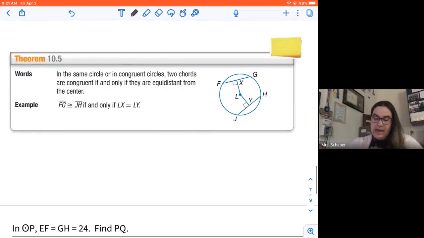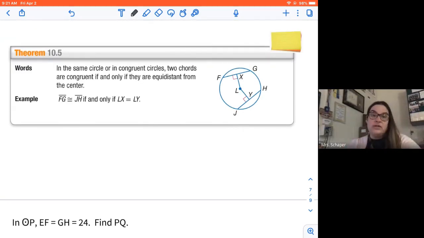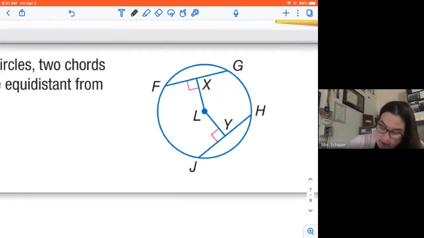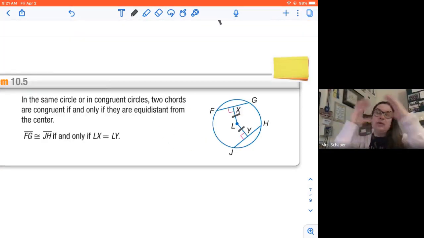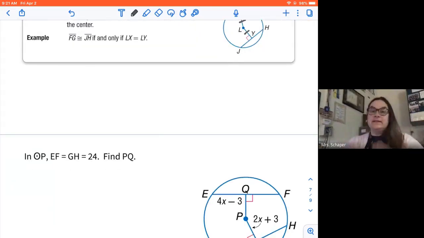All right, here we go. In the same circle or congruent circles, two chords are congruent if and only if they're equidistant from the center. So what we're saying is if XL and LY are congruent, meaning equidistant, then FG can be congruent to JH. All right. So again, these relationships are what you want to be practicing. This is what you put in your note card. This is what you quiz yourself on. This is what you have somebody else quiz you on.